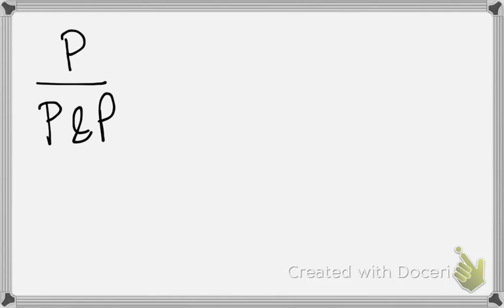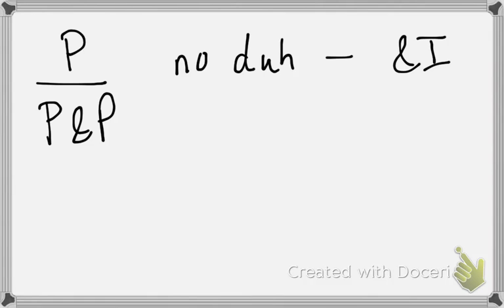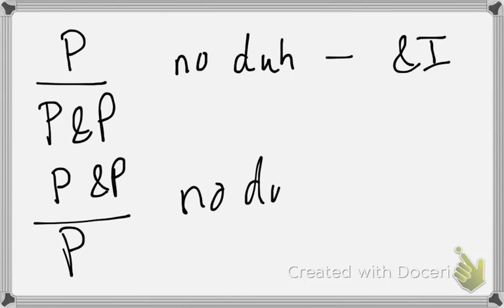Now, what you may be thinking at this point is, this is the stupidest rule ever. Why do I need this rule? If you look at the different versions, if we have P, then we can derive P and P. Well, no, duh. We can just use and introduction. If we have the formula P and P, we can derive P. Again, no, duh. This is just the rule of and elimination.